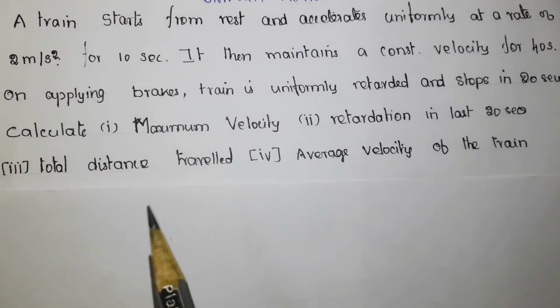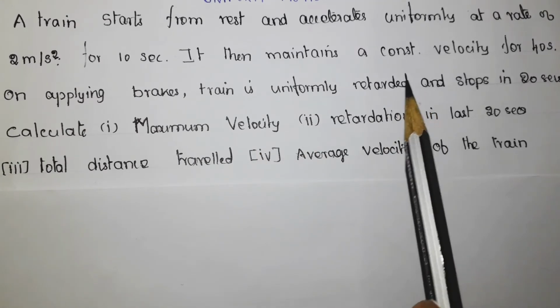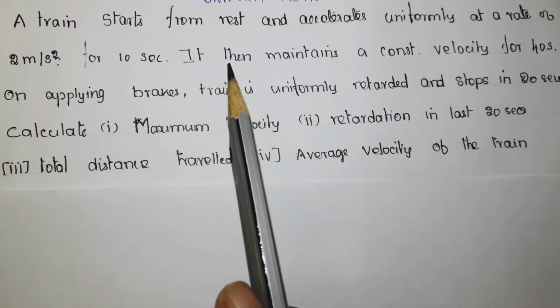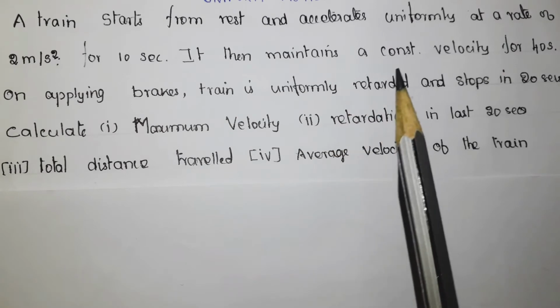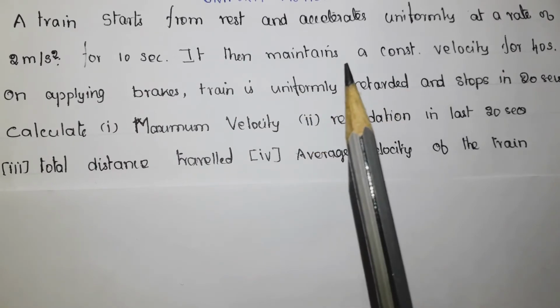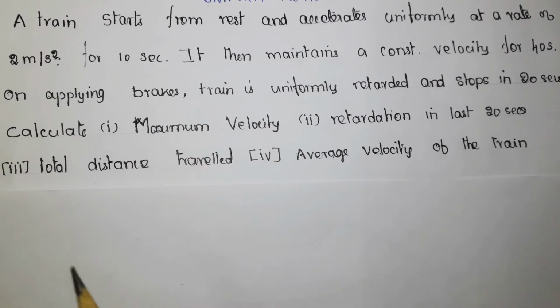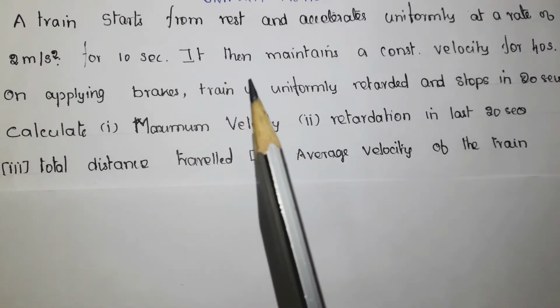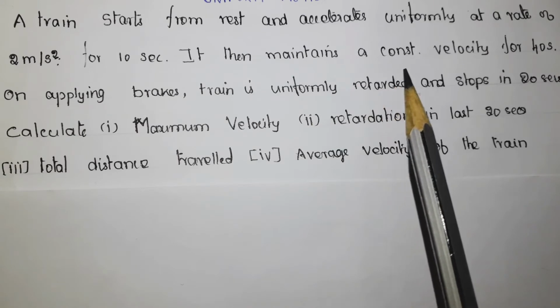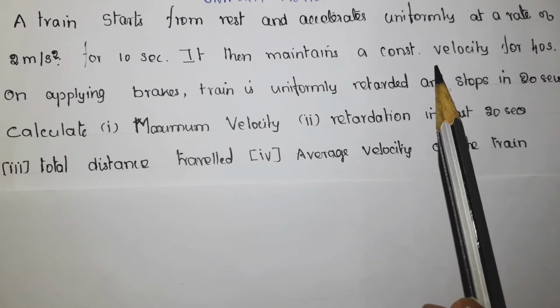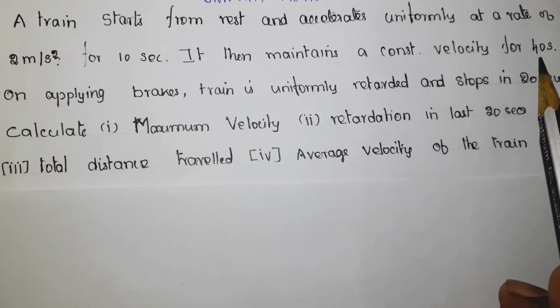A train starts from rest and accelerates uniformly. You just note that the train starts from rest and accelerates uniformly. These two are very important information. At the rate of 2 meter per second square for 10 seconds. If it then maintains a constant velocity, note this word also, constant velocity for 40 seconds.